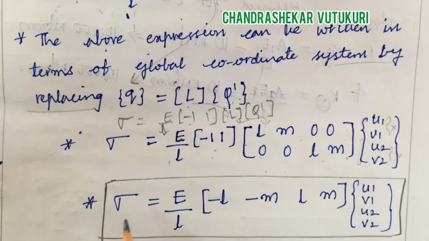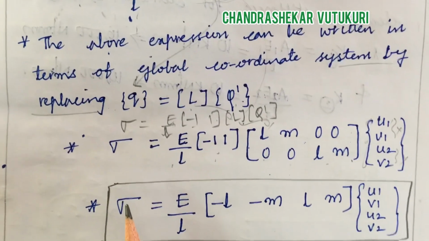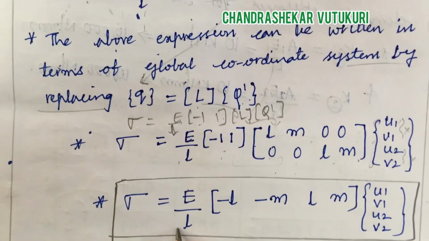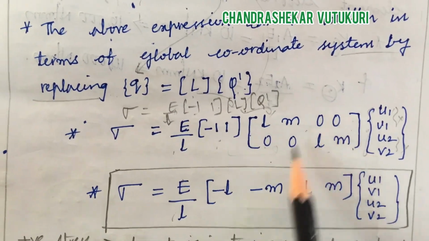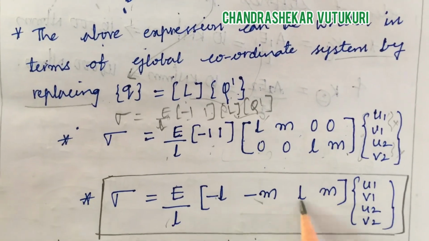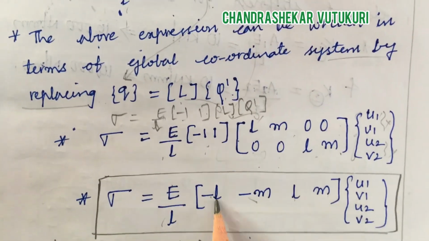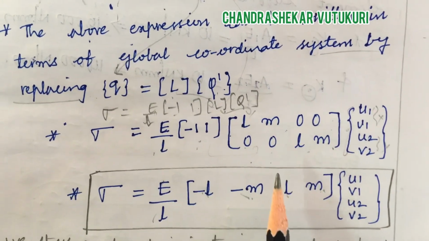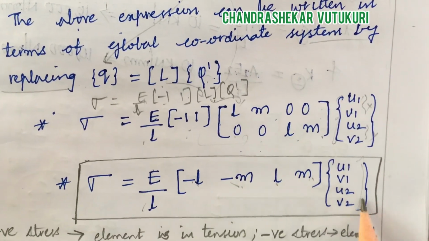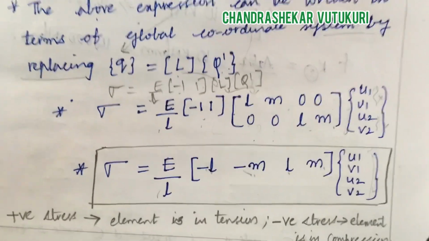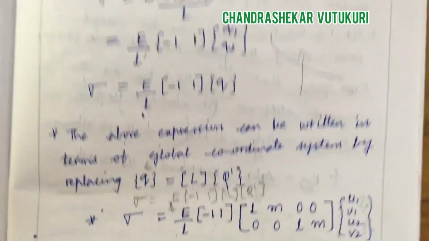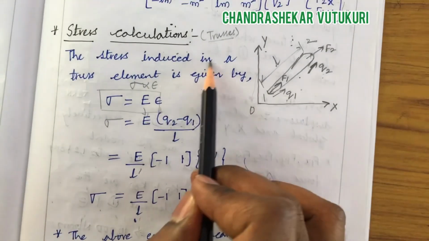Later I have written it again in matrix form, taking this inside the matrix multiplication. So E by L, when we multiply the matrices, gives minus L, minus M, L, M. The displacement functions remain the same. This is how we are supposed to work out stress calculations for a truss element.